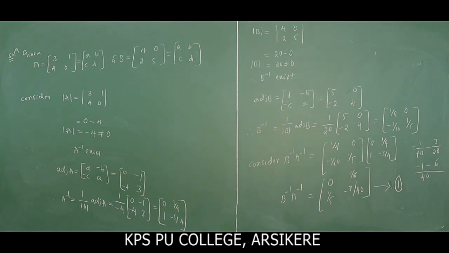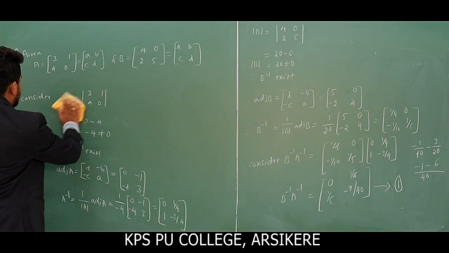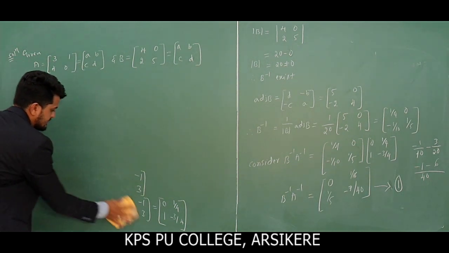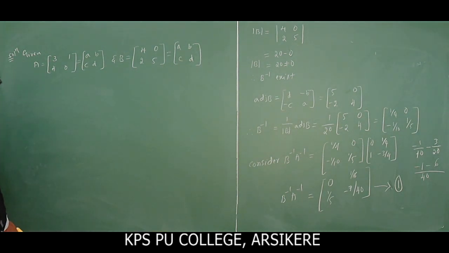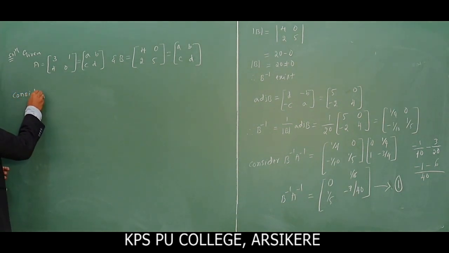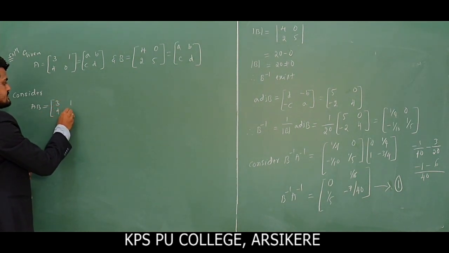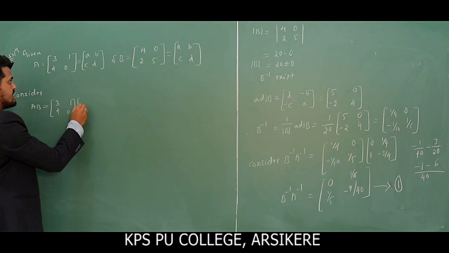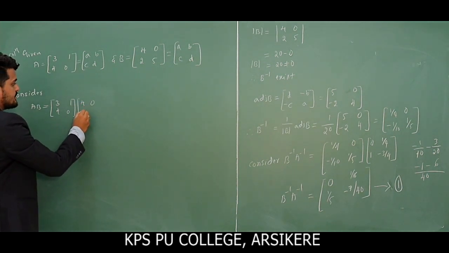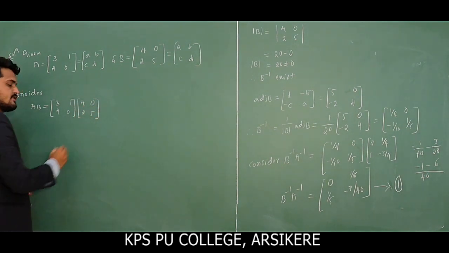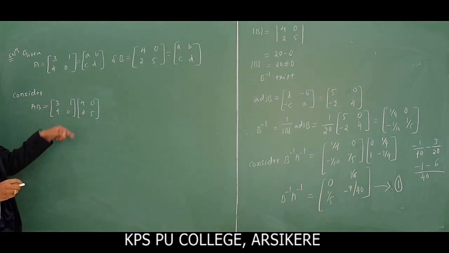Okay, next we have to find AB inverse. So before that, we find AB value. So consider AB. So AB is equal to, by using matrix multiplication, [3, 1; 4, 0] into B value [4, 0; 2, 5]. So by using matrix multiplication, first row, first column.